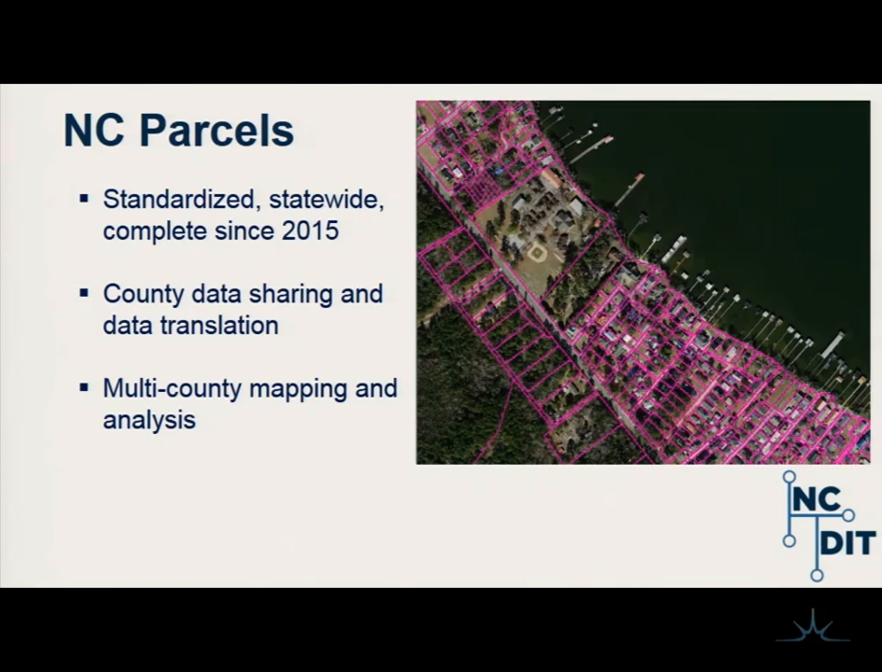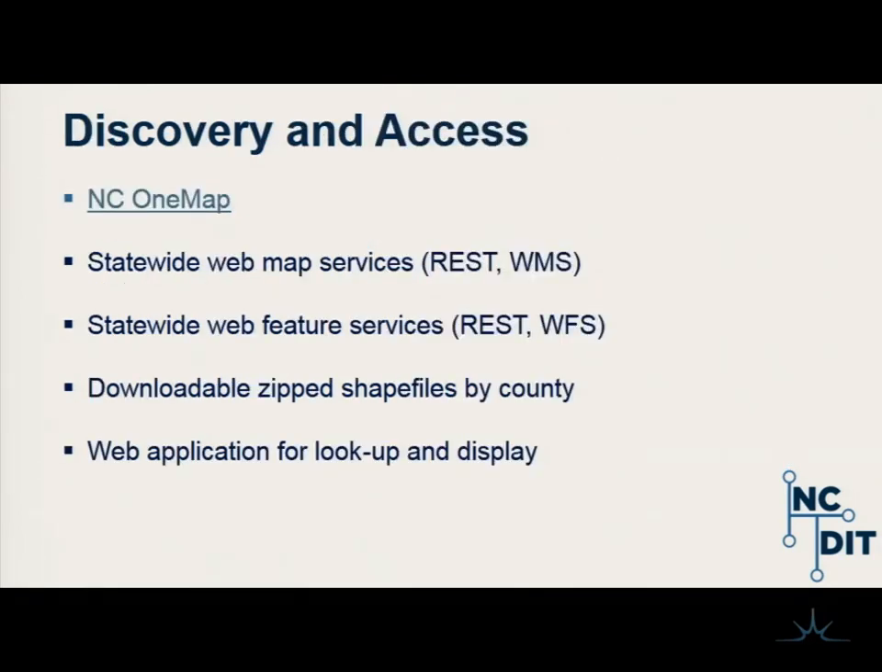Okay. So I think you've heard the history and explanations before, but how do you get to the data now? Well, it's through NC OneMap for discovery and access. There are statewide web map services in REST and OpenGIS WMS format. There are statewide web feature services for parcels, also in the Esri REST and the open source WFS formats. There are downloadable zip shapefiles by county. There's even a file geodatabase for all the county records that's updated weekly. There's also a web application for lookup and display.